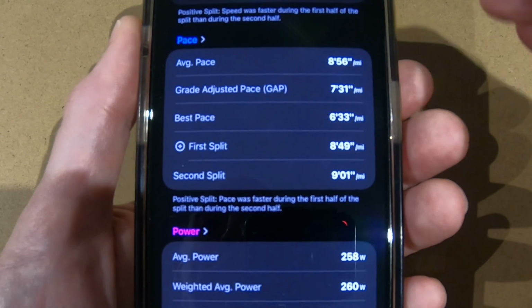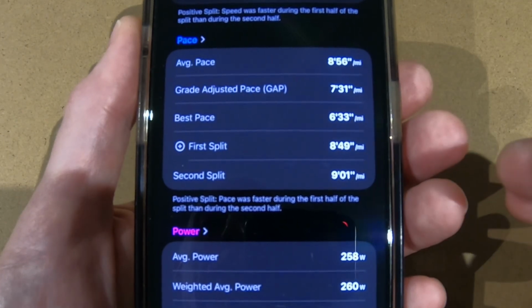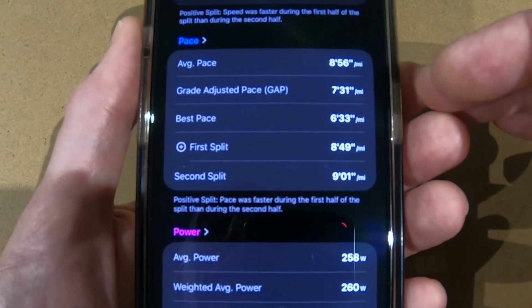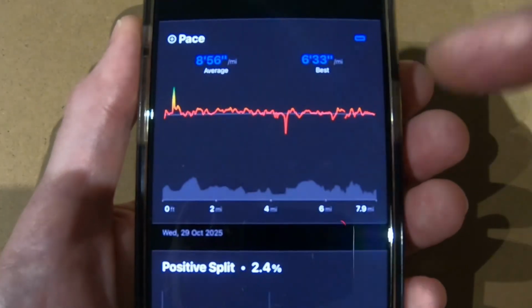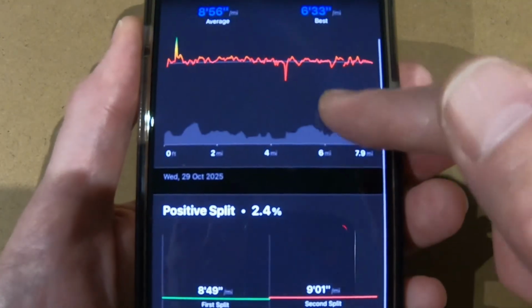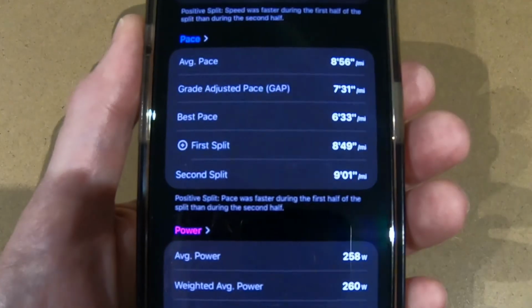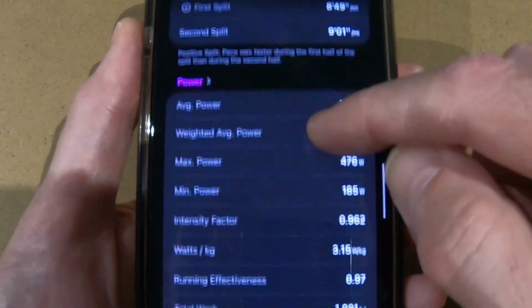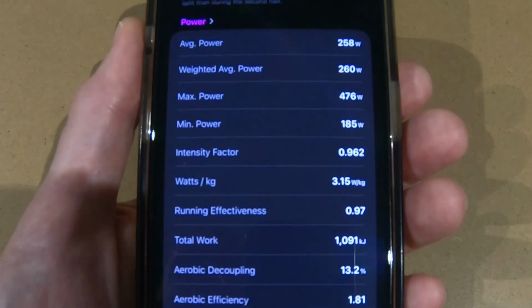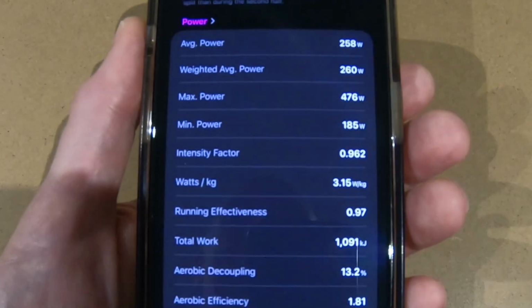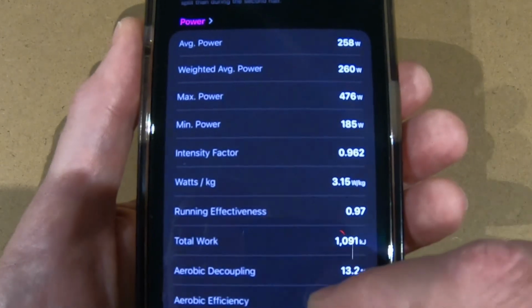Then you get a lot more information. This talks about pace, and it gives you an overview of your pace, with grade adjusted pace if you want it. But if you dig in, you start to get a lot more graphs on the actual activity, and that's exactly the same for power. You get lots of data if you want it, but you obviously don't have to use it.